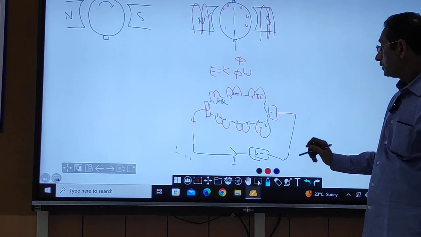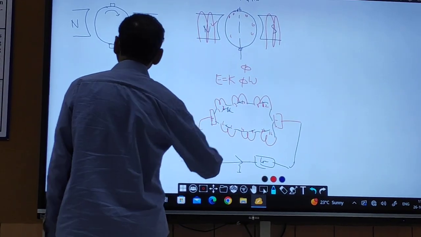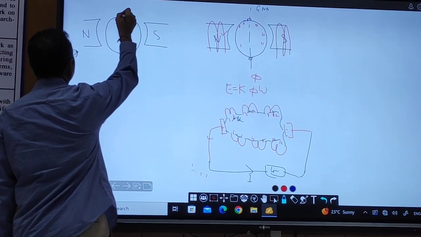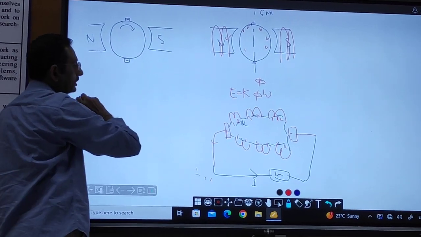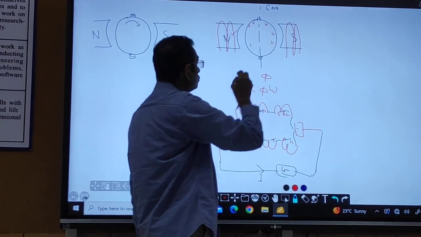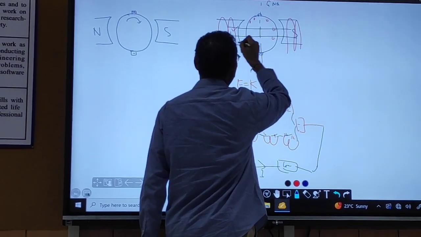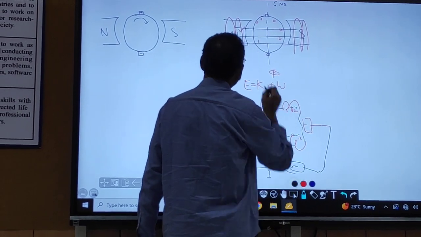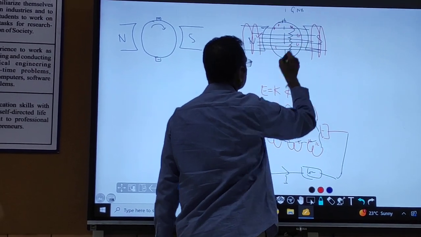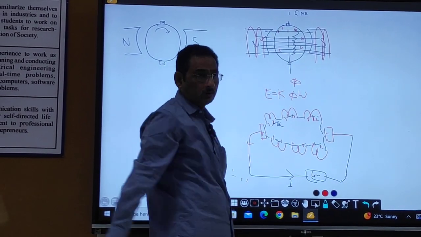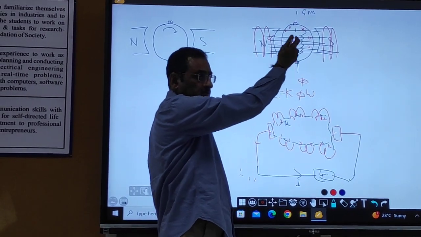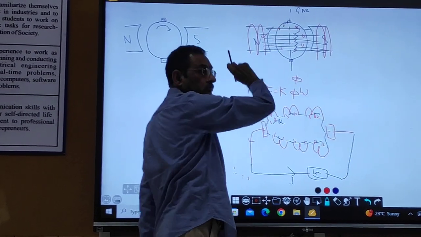Now you see here what is happening. Here is the positive brush, this is the negative brush, and because of the north pole and south pole, this is the direction of the magnetic flux. Because of the rotation of this coil, there is a change of flux, and an induced EMF is produced in this coil.